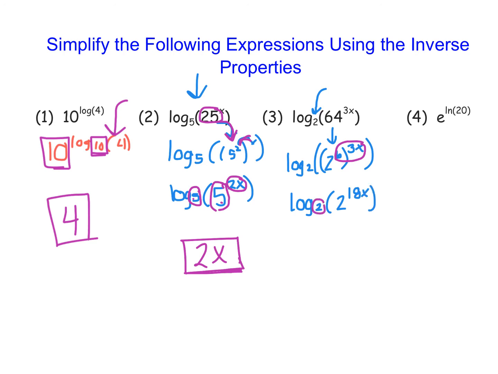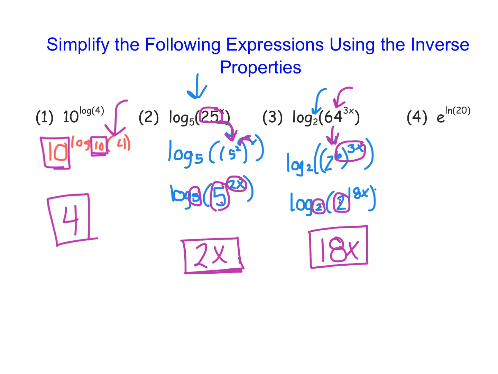Now I have log base 2 and exponential base 2. Those undo each other and we're simply left with 18x. So again, it's a big rewriting process, making sure you note we rewrote 64 in terms of 2, 2 to the power of 6, used the powers to powers property, and then used those common bases to undo the logarithm with the exponential.